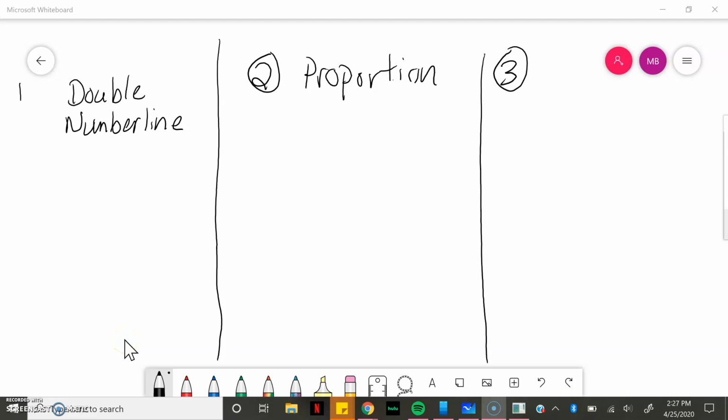So here is your hint. You can use 3 different strategies in order to answer this problem. So we are trying to find the percent, which means we have the part and the whole. Let's start with looking at a double number line.